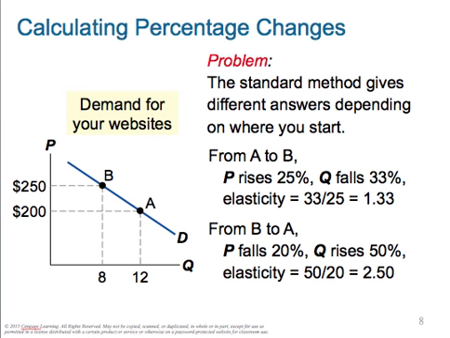The problem here is the standard method gives different answers depending on where you start. From A to B, price rises by 25%, quantity falls by 33%. Elasticity then would be 33 divided by 25 equals 1.33. However, if you move from B to A, price falls by 20%, quantity rises by 50%, then your elasticity would be that quantity over price percentage change, 50 divided by 20, and elasticity would be 2.5. This can get pretty confusing if you don't pay close attention to where your start was and whether you're moving from A to B or B to A.